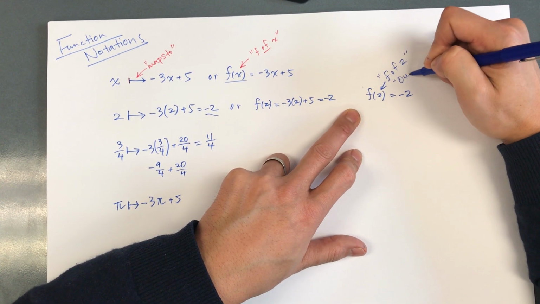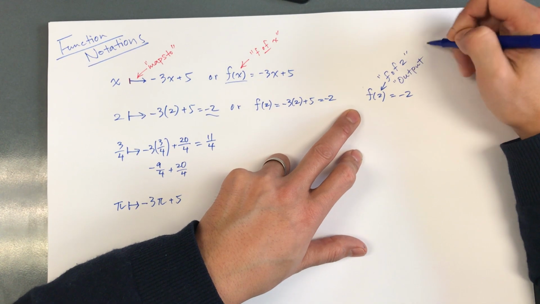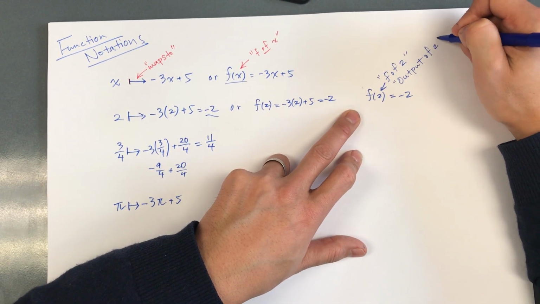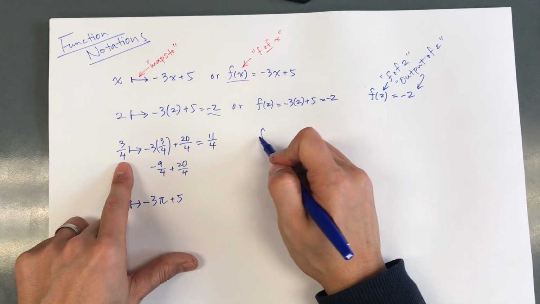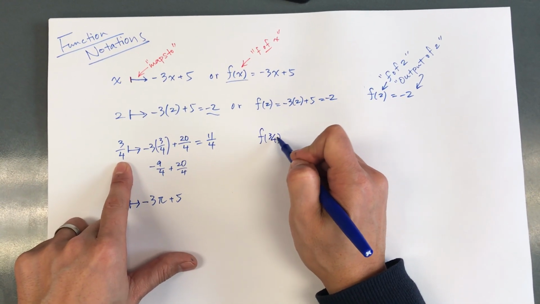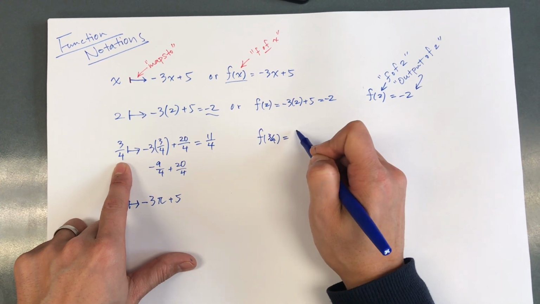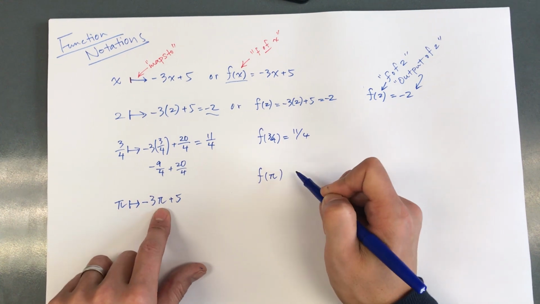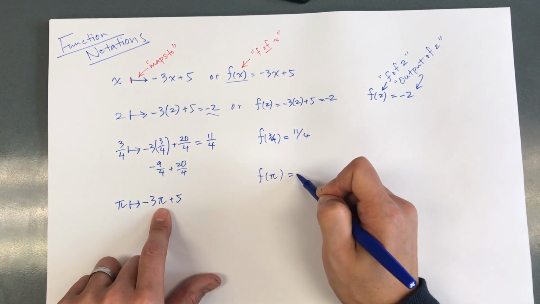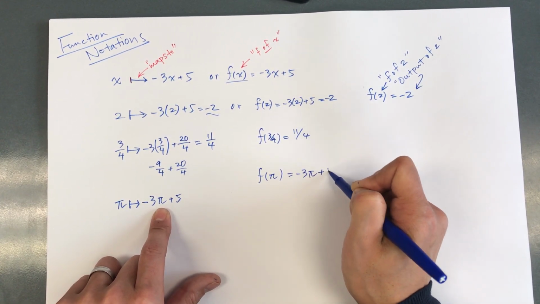As I said, you can say output. That means the output of 2 is going to be negative 1. So using the same notation, f of 3/4 is going to be 11/4, and then f of pi is going to be negative 3 pi plus 5.